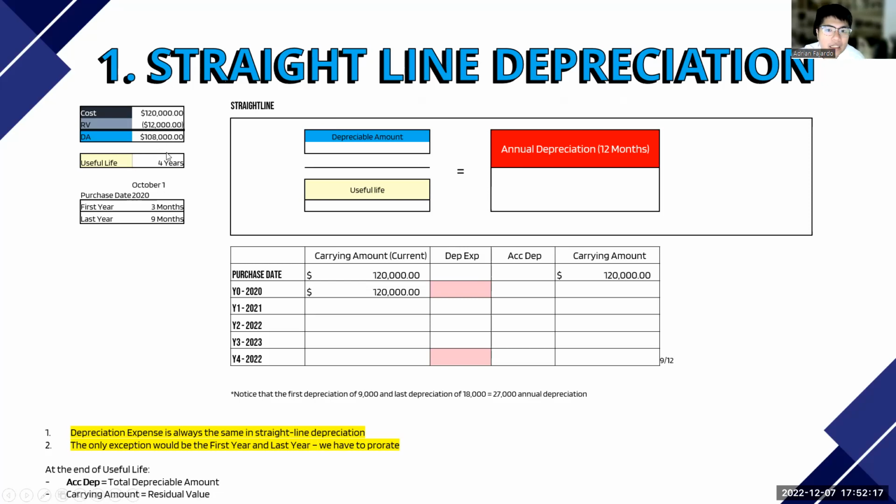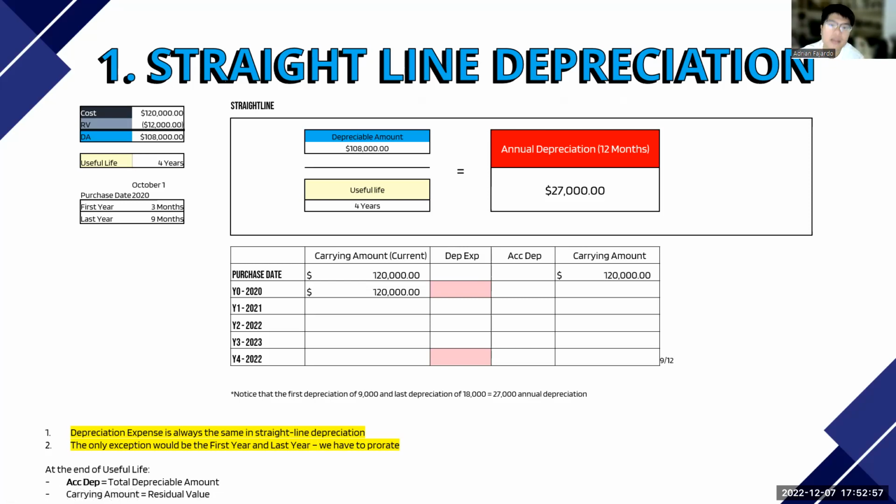We know that the DA is 108,000 because that's 120 minus 12. So, depreciable amount is 108. Our useful life is 4 years. So our annual depreciation is 27,000. So what I'm expecting is in 2021, in 2022, and 2023, 27,000 yung depreciation expense. Weird lang yung depreciation expense natin in October because that will just be 3 months worth of depreciation. And then in 2024, weird din siya because that's gonna be 9 months worth of depreciation. But whatever this is, 3 months plus 9 months dapat equal to 27,000.